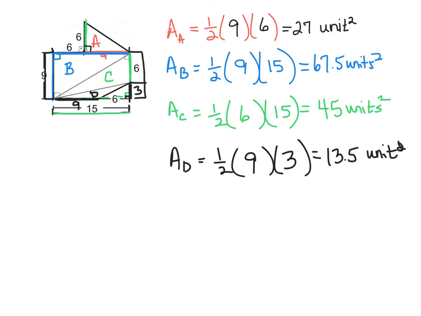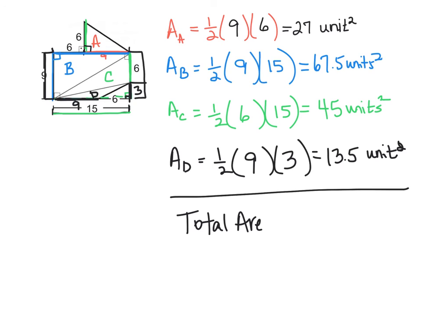Okay, so I found all of the parts of my composite figure, and now I'm going to add them all up to get the total area. We do 27 plus 67.5 plus 45 plus 13.5, and we get 153 units squared, or square units, for the total area of our composite figure. We'll do some more examples on the next video.